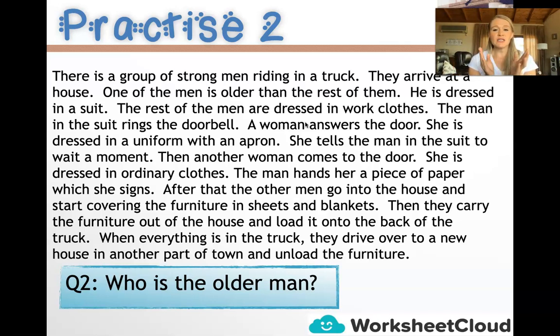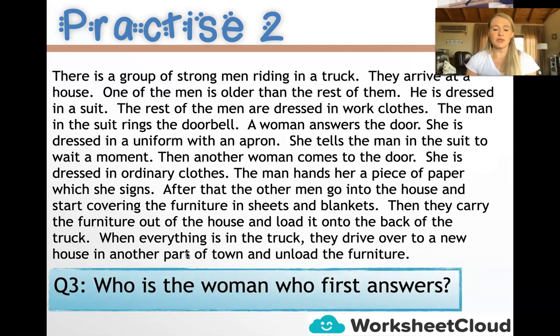The older man is dressed differently, which is what we see here. It says he is dressed in a suit. So he is older, and he's dressed in a suit. I'm going to infer he must be a supervisor or a manager of some kind. If the question says explain your answer, we say this because he is dressed in a suit, so he's not dressed in appropriate clothing to manage furniture and lift furniture, and he's older, so he's definitely not young, strong, and fit like the other men.